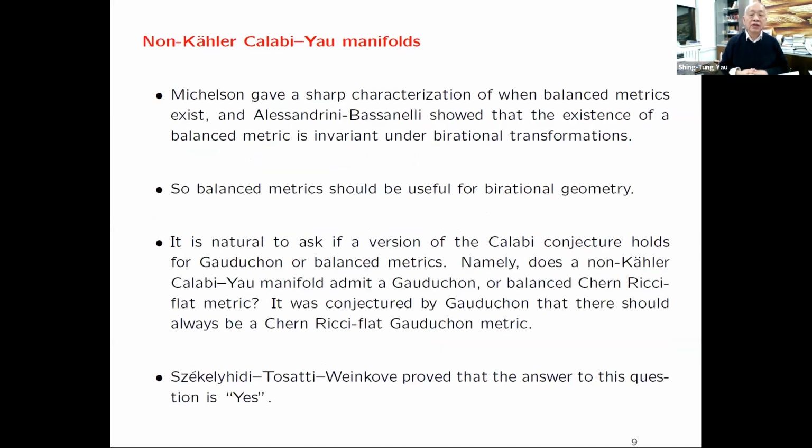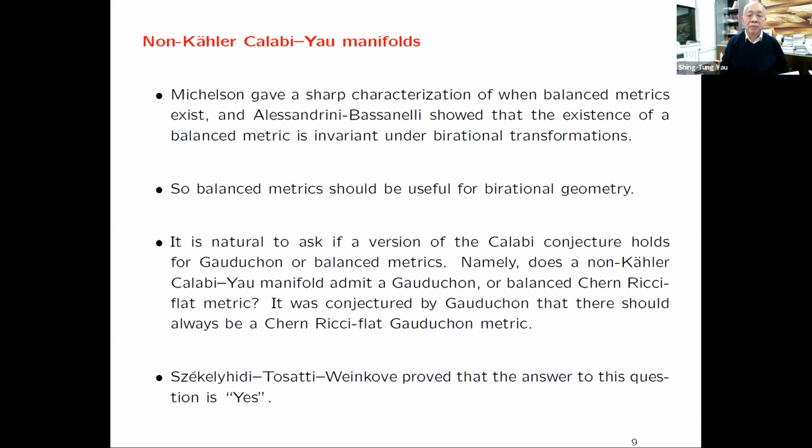So that makes things interesting. And Mary Louise actually gave a rather interesting characterization of under what condition a balanced metric exists. And several people followed, and Alexander and his co-author show that the existence of a balanced metric is invariant under birational transformation. So this makes it very interesting and tempting.